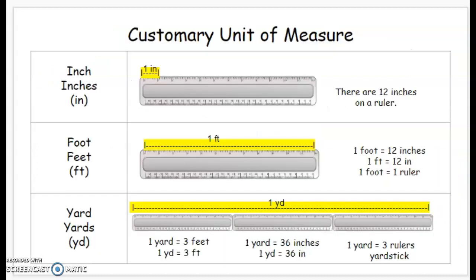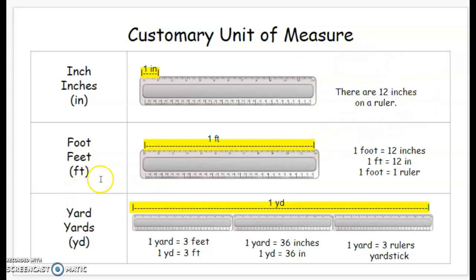All right, in this next slide, it's customary unit of measure. And we're going to talk about inches. I have inch is 1 inch. Inches is more than 1, plural. And then this is the abbreviation for inch. So 1 inch is that much on a ruler, and it starts at the first dash and then over to the 1 is 1 inch. It says there are 12 inches on a ruler.